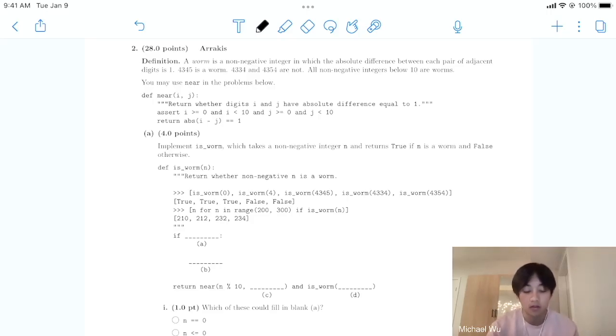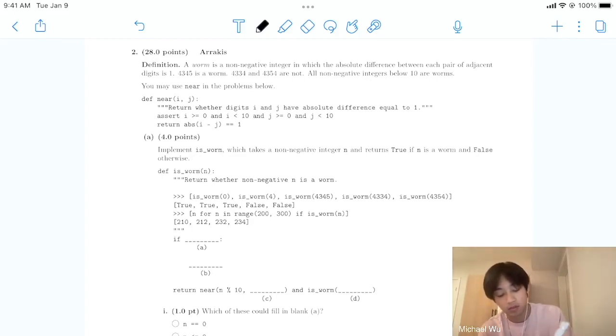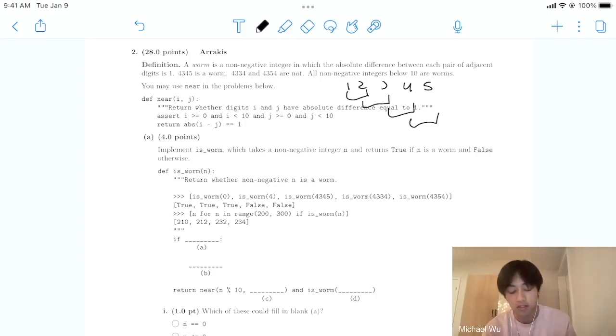Okay, so immediately I think, given any arbitrary number n, for example, let's do 1, 2, 3, 4, 5. We know that this is going to be a worm because each pairwise element is one distance apart. And we can confirm this using an iterative approach where we compare each pair, right? Comparing these two, and then these two, and then these two, and then these two, and if all of them are true, then we know it's going to be a worm.